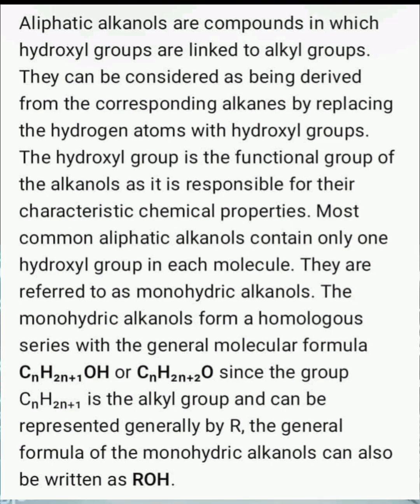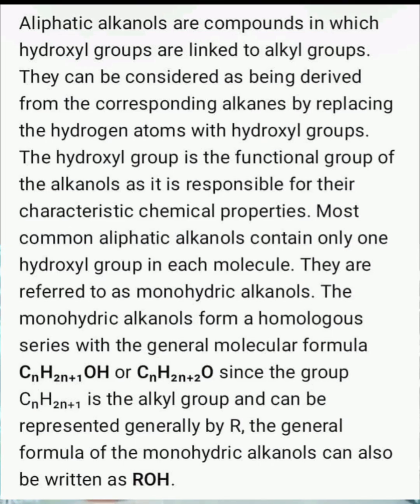Aliphatic alkanols are compounds in which hydroxyl groups are linked to alkyl groups. They are considered as being derived from the corresponding alkanes by replacing one of the hydrogen atoms with a hydroxyl group.